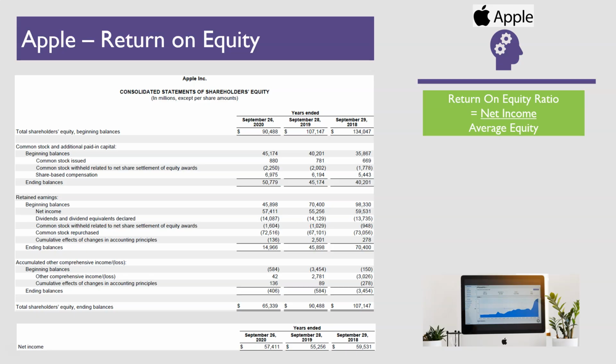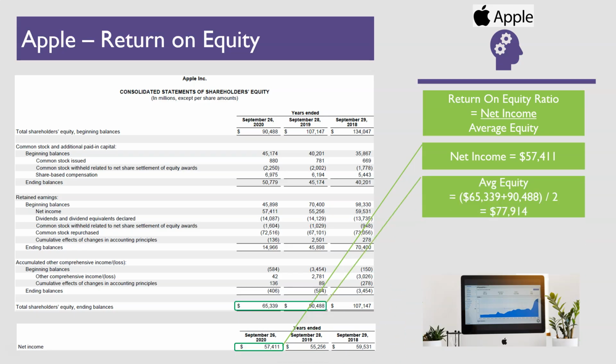So how is this ratio calculated? The return on equity ratio is calculated as net income divided by the average total equity of the company. Let's do this for Apple. We'll start with net income, which was $57.4 billion in 2020. And then we'll take the average equity, which comes up to around $77.9 billion for 2020 and 2019.